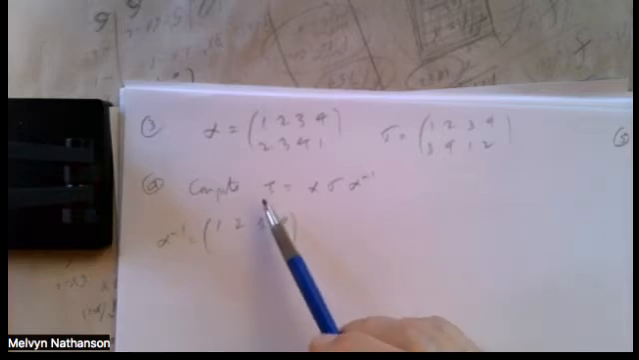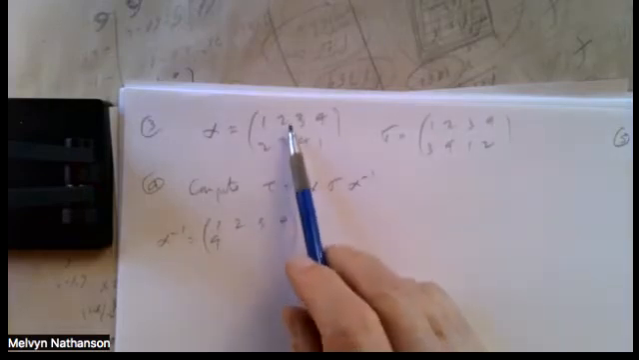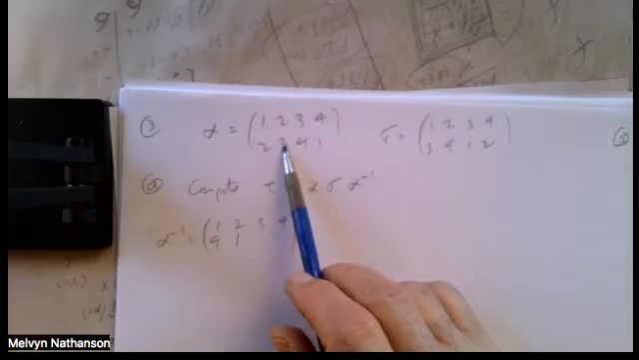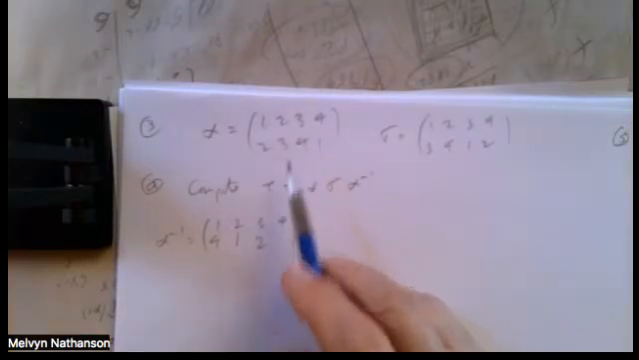So alpha sends 4 to 1, so the inverse sends 1 back to 4. Alpha sends 1 to 2, so the inverse sends 2 to 1. Alpha sends 2 to 3, so the inverse sends 3 back to 2. And alpha sends 3 to 4, so the inverse sends 4 back to 3. So that's alpha inverse.